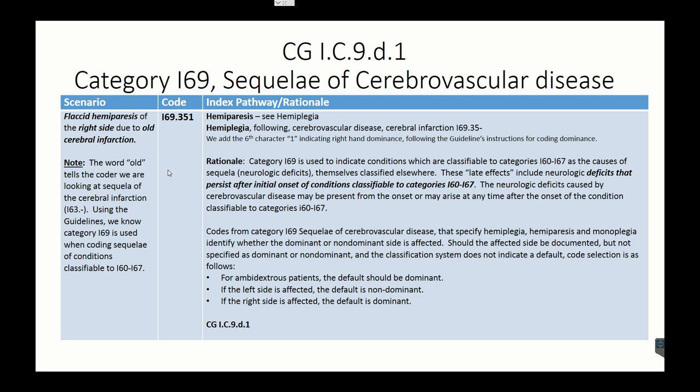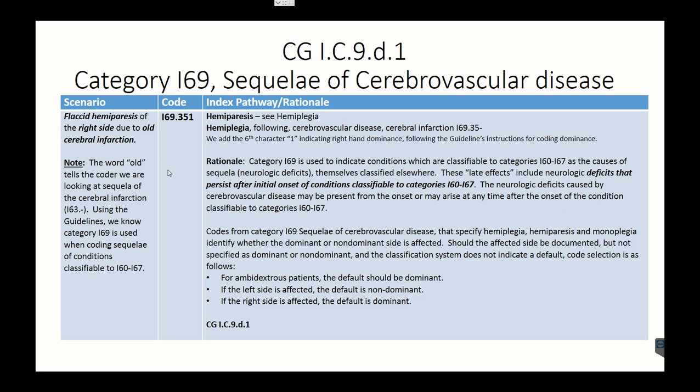Codes from category I-69, sequelae of cerebrovascular disease, that specify hemiplegia, which this one did, hemiparesis, and monoplegia identify whether the dominant or non-dominant side is affected. Should the affected side be documented but not specified as dominant or non-dominant, which this one was not specified, and the classification system does not indicate a default, code the selection as the following. For the ambidextrous patient, the default should be dominant. So if both hands are equally working, the default should be dominant.